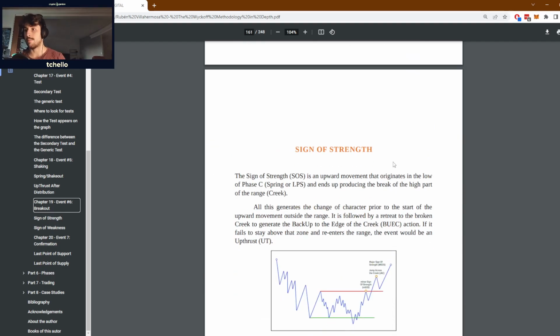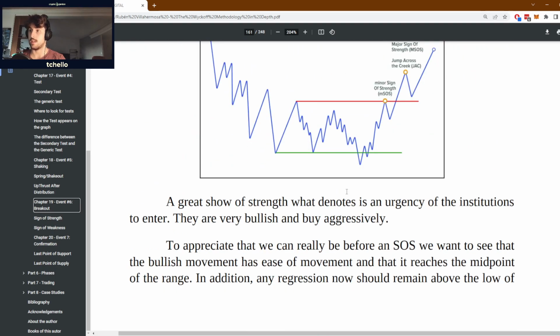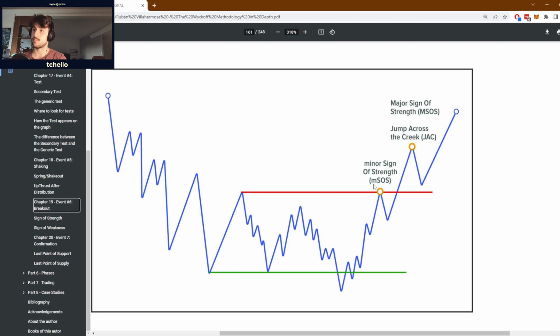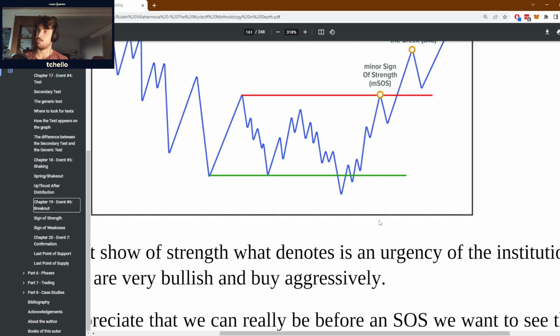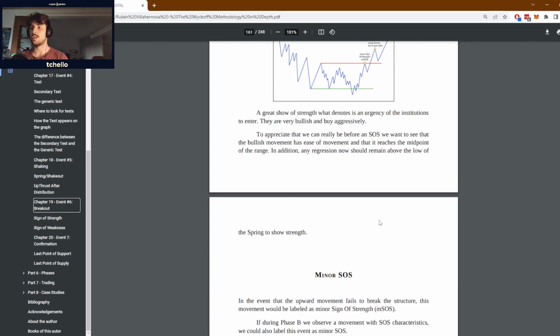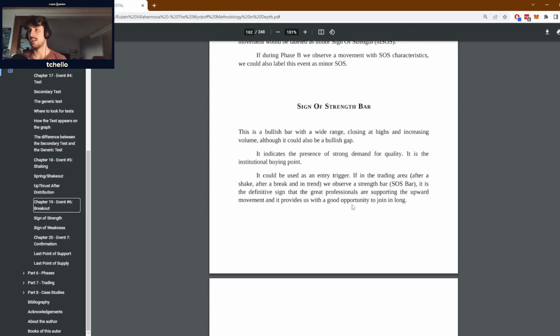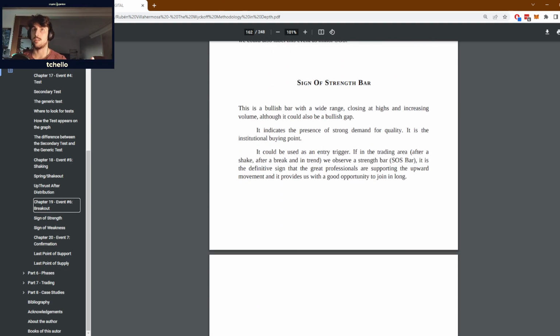Now, let's talk about the sign of strength specifically. This is the event that happens after an accumulation phase, and we can have some minor breakouts during the range, and we call those the minor signs of strength, and then we have the major signs of strength. All right, and it does denote some strength in the market generally, of course. Now, again, as I said, there's the minor sign of strength. It is usually the real sign of strength.